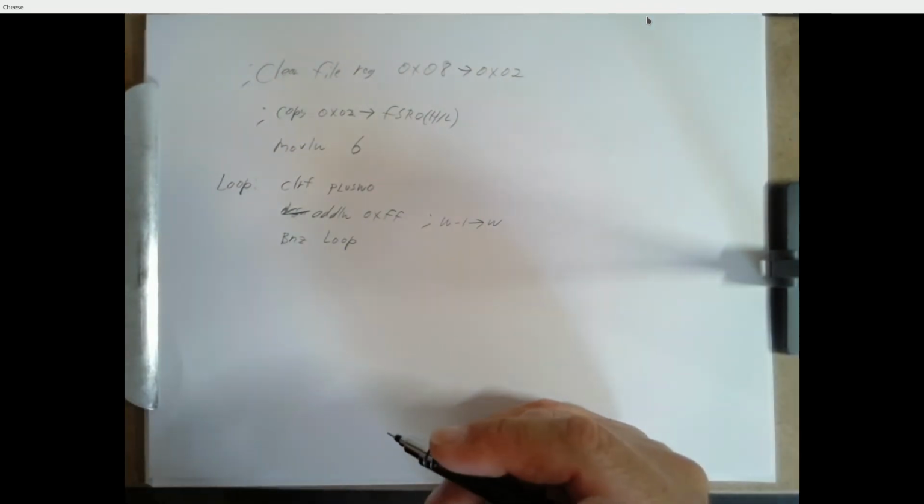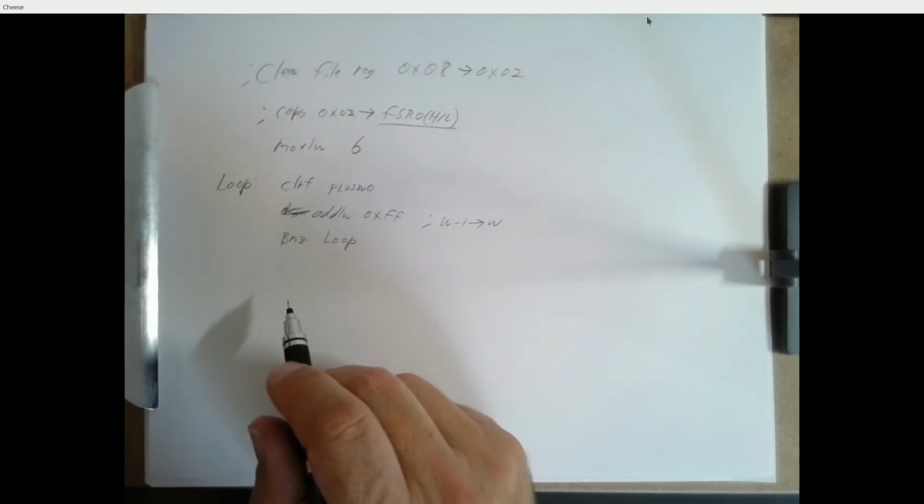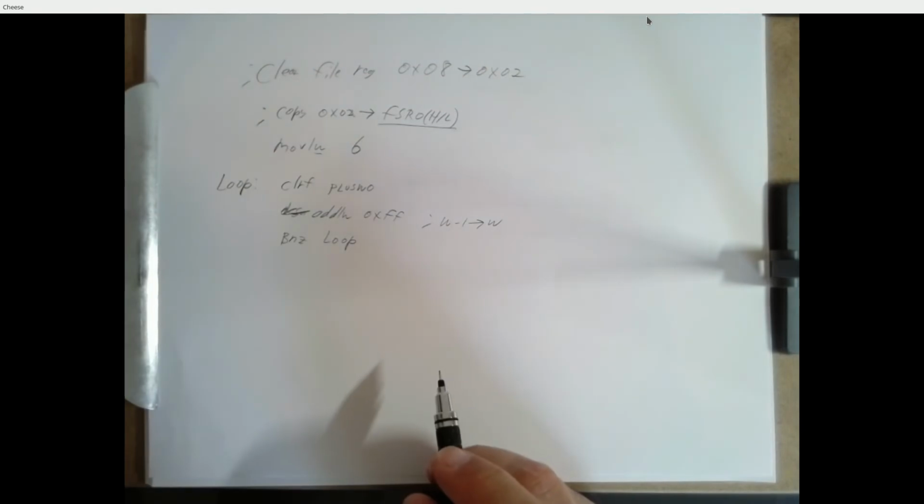Okay, so what are we doing here? We're basically treating FSR0 as the starting address of an array, and we're using the W register as an index.